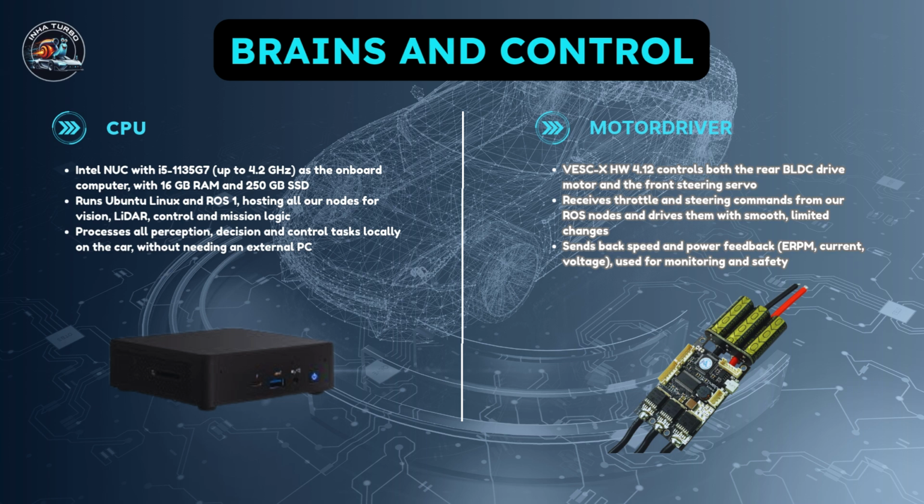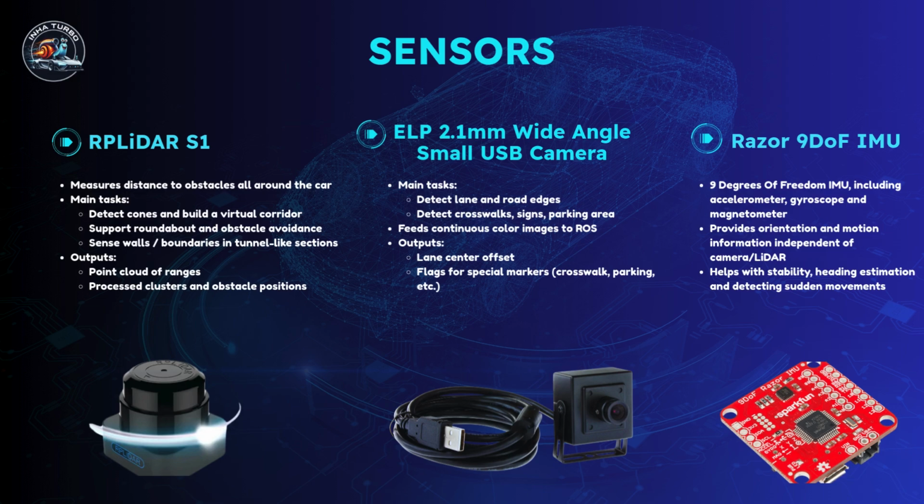The Brains, an Intel NUC with Ubuntu and ROS 1, runs all perception and control nodes, while a VESC motor driver drives the BLDC motor and steering servo and returns speed and power feedback. The ELP wide-angle camera provides images for lanes, crosswalks, signs, and parking. The RPLiDAR S1 supplies 2D range data for cones, barriers, tunnels, and roundabouts. And the 9 degree of freedom IMU stabilizes orientation estimation.